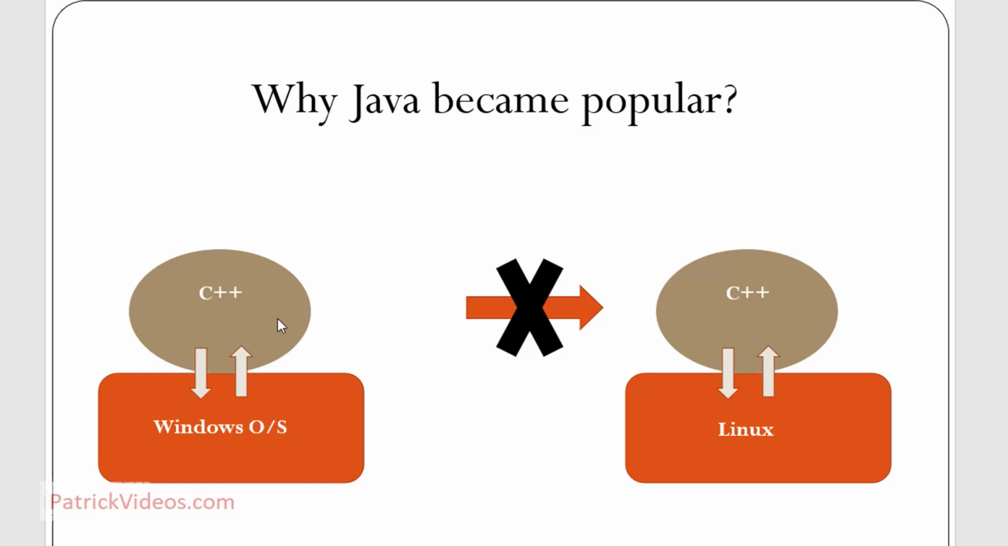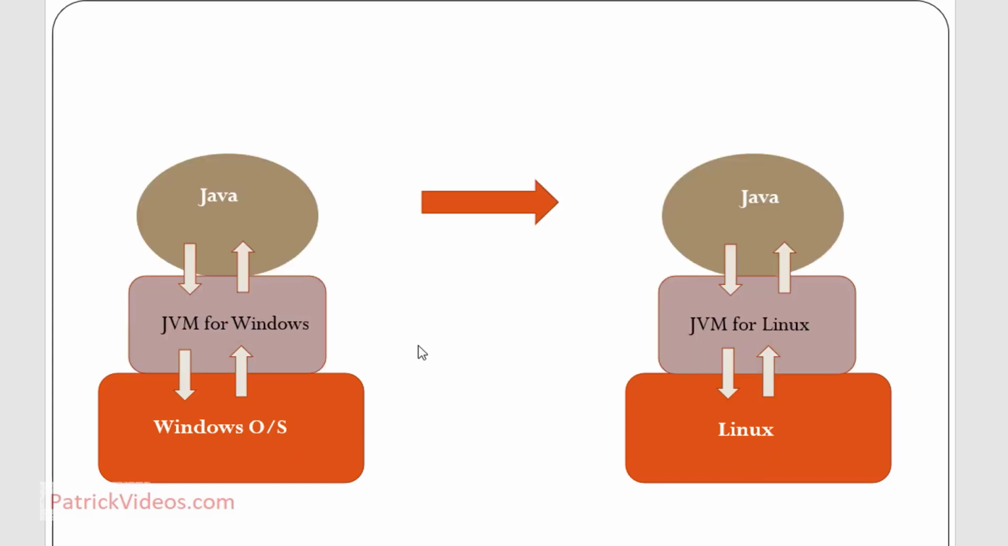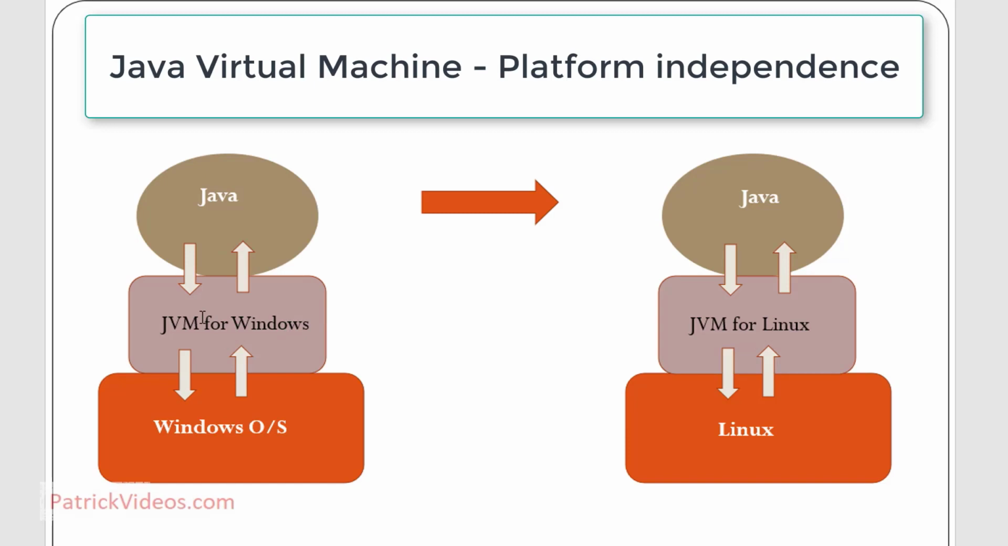So you cannot take a C++ code compiled on Windows to run on the Linux operating system. Around 25 years back, many people developed their code in Windows but wanted to deploy the code in Linux because Linux was considered a better server. So Java engineers solved this problem by creating another layer.